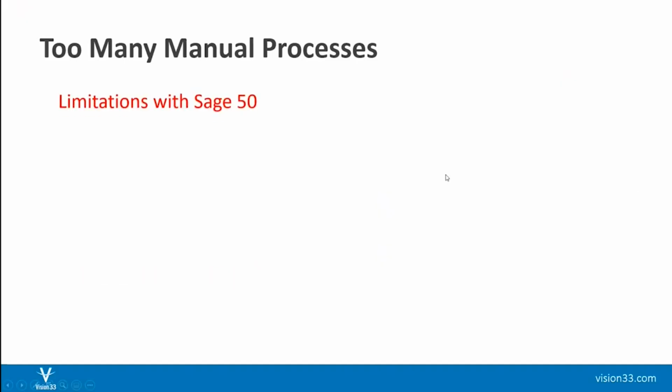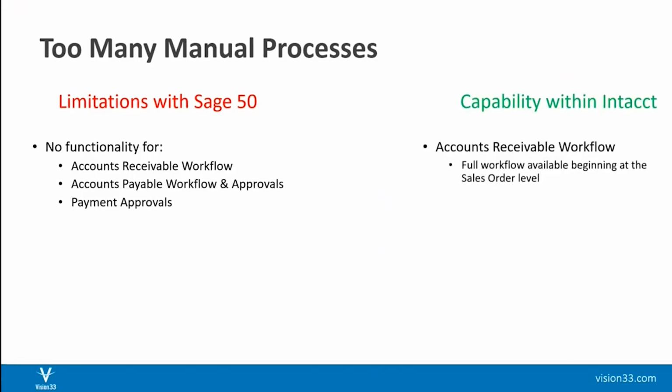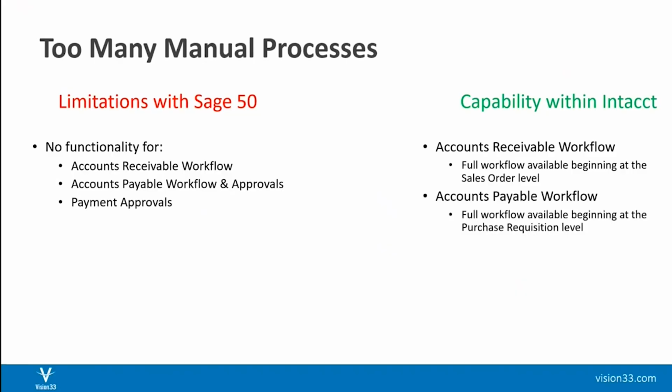Due to the limitations created by the lack of automation within Sage 50, your organization may be using too many manual processes. Without workflow capability, documents such as sales orders and purchase requisitions may have to be printed, signed, and filed. This process is very manual, adds risk, and is much less efficient than an automated system. Within Sage Intacct, there is a workflow capability for both accounts receivable and accounts payable. Documents such as sales orders and purchase requisitions can be set up through the system, forwarded to the approver, and approved directly in the system.